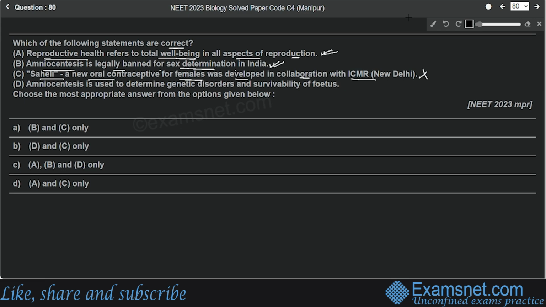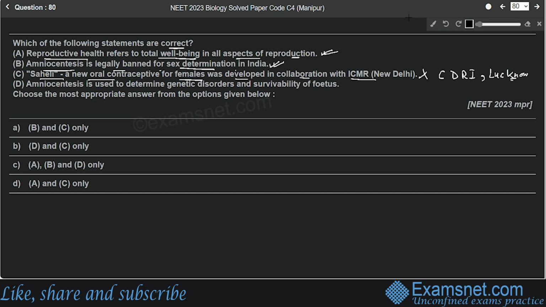Okay, so this oral contraceptive for females was developed by the Central Drug Research Institute, Lucknow. It was not developed by the ICMR, so this is incorrect.